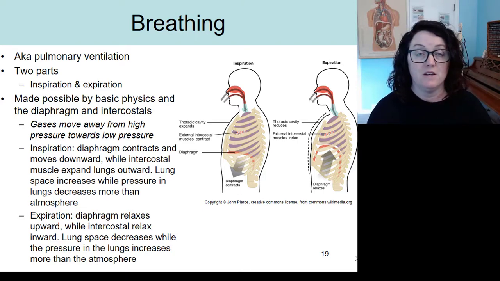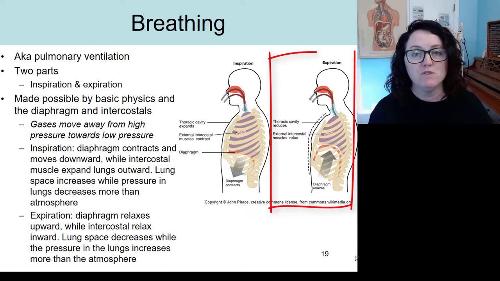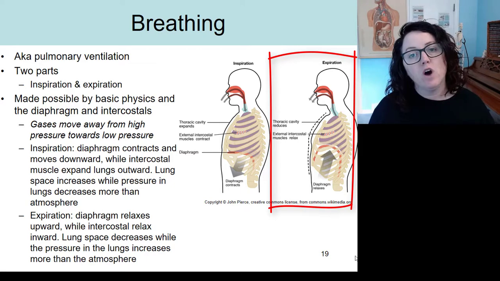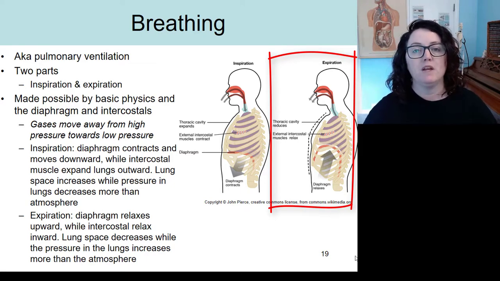It's that easy. And the funny thing is expiration is even easier because expiration is actually driven by a passive process where muscles just relax. So those same muscles are involved, the diaphragm and intercostals, but they're going to relax now. When the diaphragm relaxes, it moves upward, right? Pushing up on the lungs, making the space inside of the lungs smaller. When the intercostals relax, the rib cage presses back, again, making the space inside of the lungs smaller.